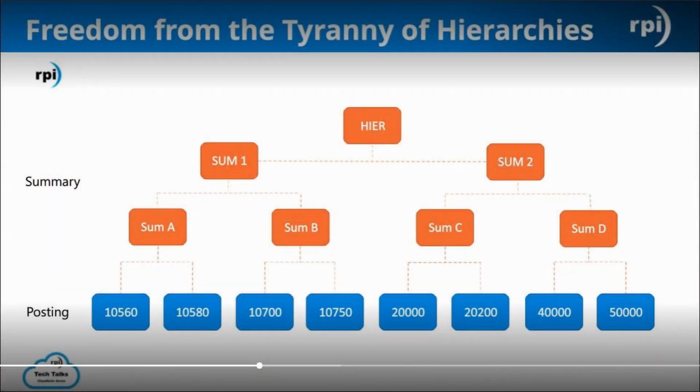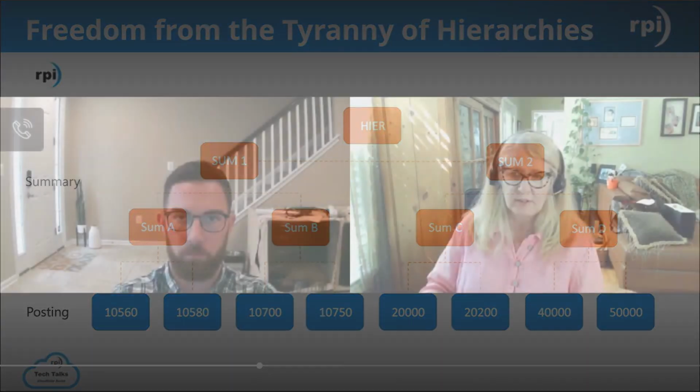We also get some freedom from the tyranny of hierarchies. Each dimension can have multiple hierarchies. There can be different levels of summary in the hierarchies. We no longer are limited to those 5, and we don't have to be consistent across levels. This is an example of a basic enterprise type hierarchy, which has all of our posting accounting units or departments included in the hierarchy.